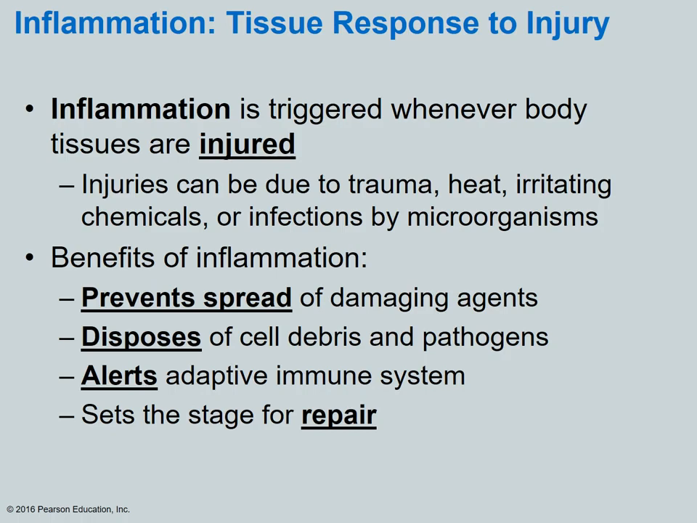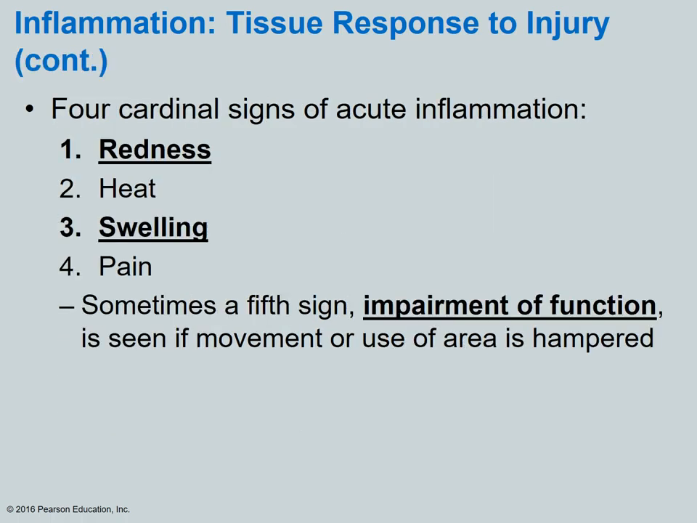And it also triggers the adaptive immune response. It's a way of turning it on. Hey, we have a potential breach of our perimeter here, and so we need to be on the lookout for any foreign substances, and it also starts the repair. The four main signs of inflammation: redness, heat, swelling, and pain. Sometimes there's a fifth sign, which is impairment of function.